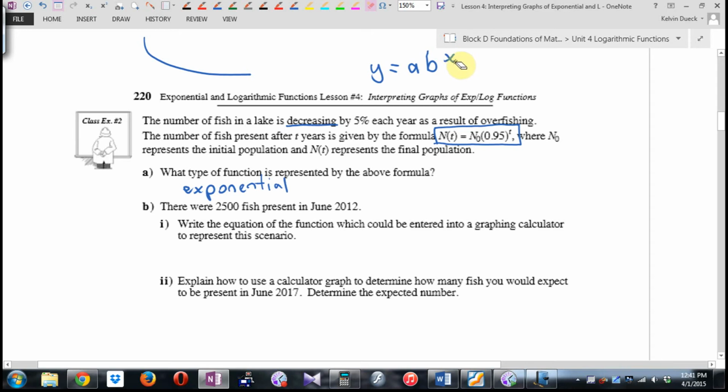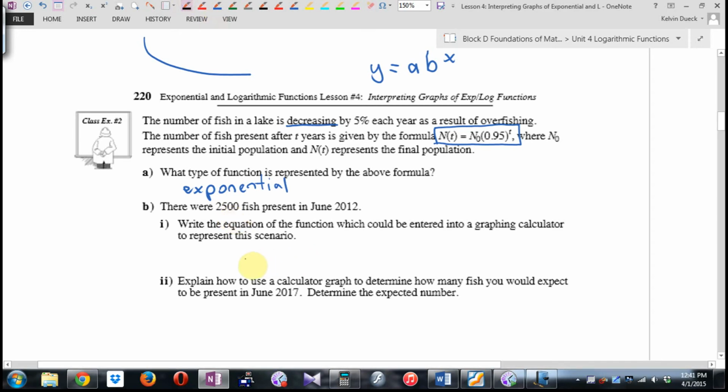What does N stand for, capital N, according to this question? Read the question. Population. What does this N0 stand for? Initial, which they haven't told. Oh, wait a minute. They just told me the initial right here. In June of 2012, there was 2,500.